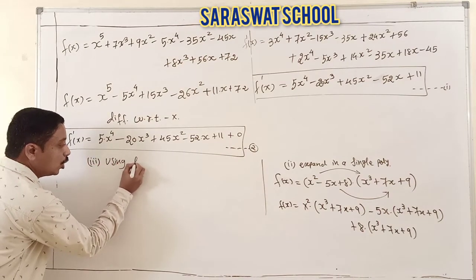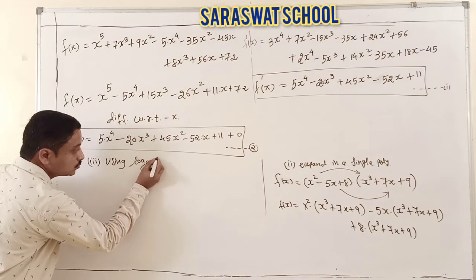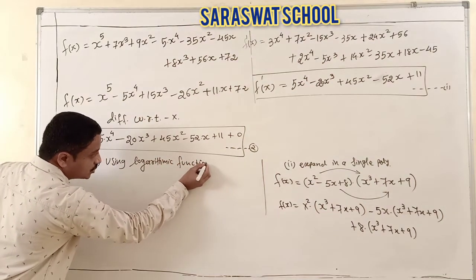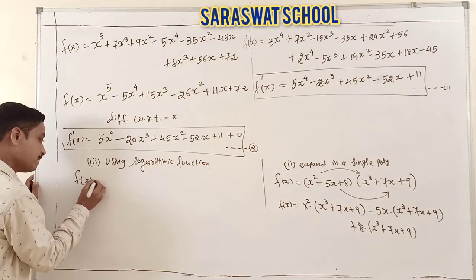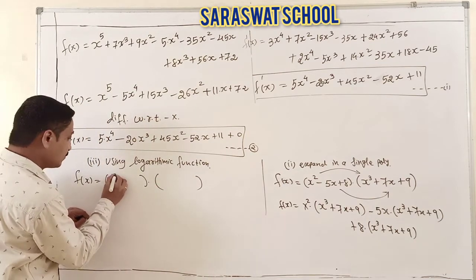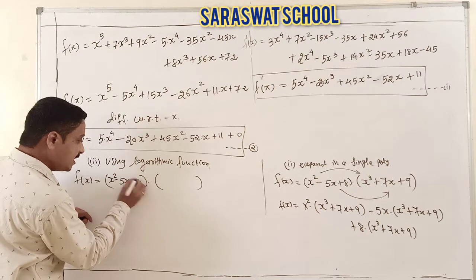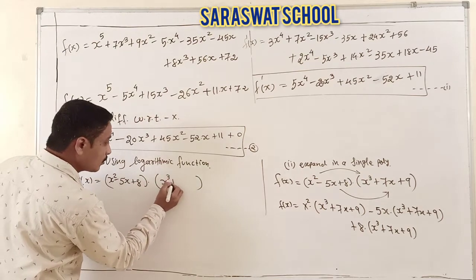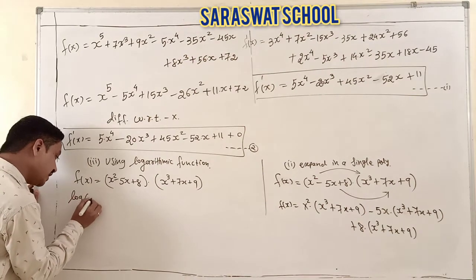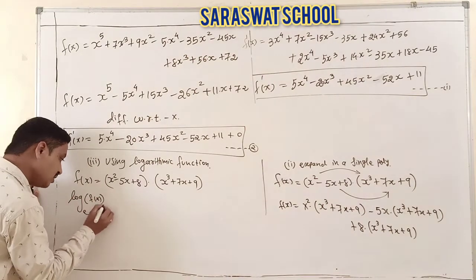Using the logarithm function. It means the question is the same, but now we utilize the logarithm function. y = (x² − 5x + 8)(x³ + 7x + 9). Taking log on both sides with the base.